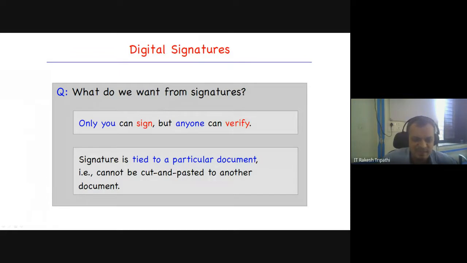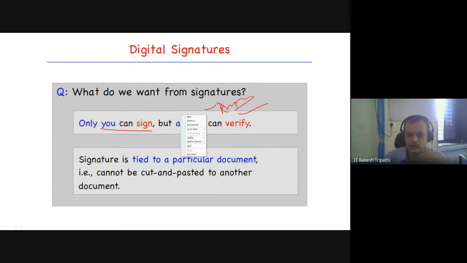So what do you expect from a signature? So only you can sign. The signature you should have, only you can put your signature. So I can put my signature, nobody else should be able to put it. So you should be able to verify, okay, this is the signature of Rakesh Tripathi. So everybody should be able to verify it, but nobody should be able to forge it.